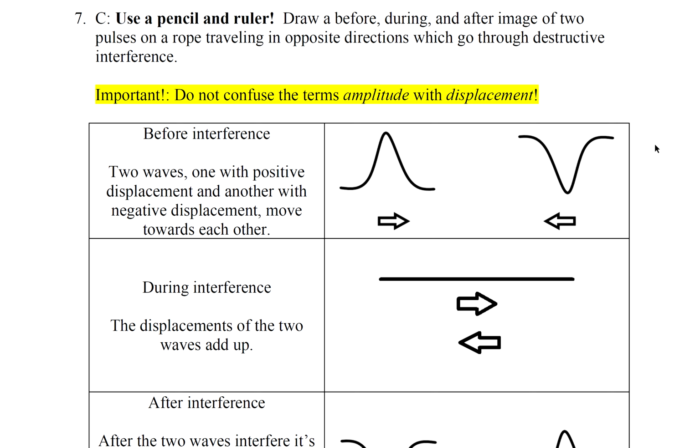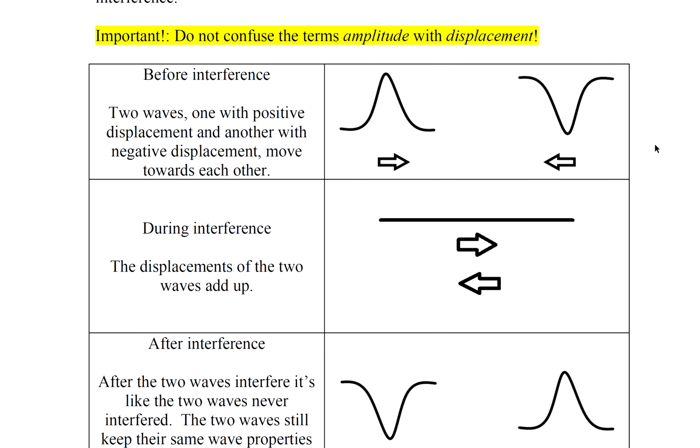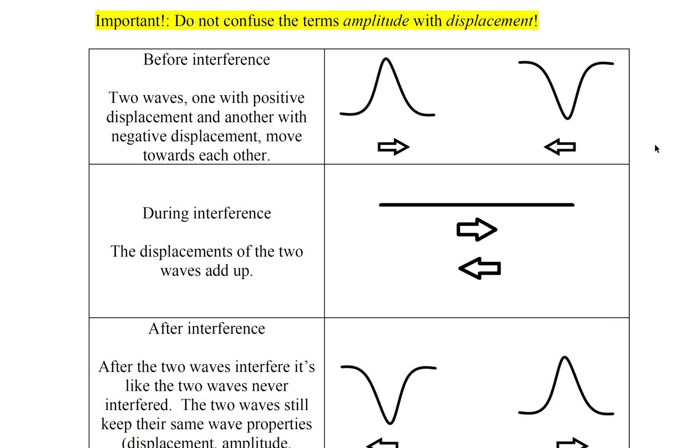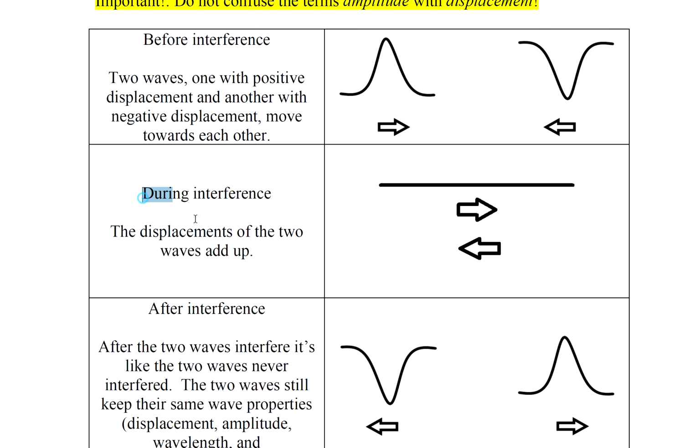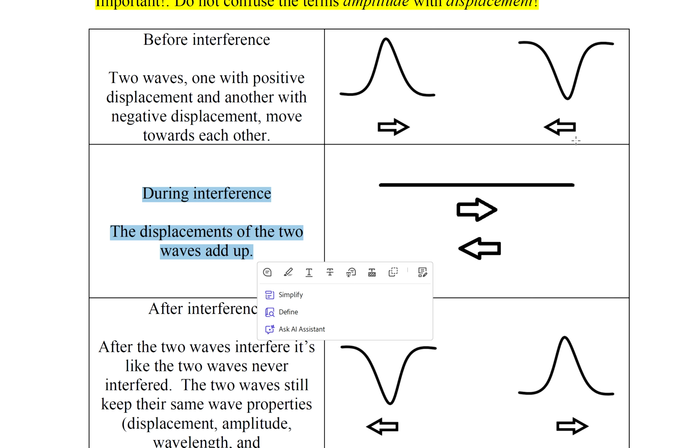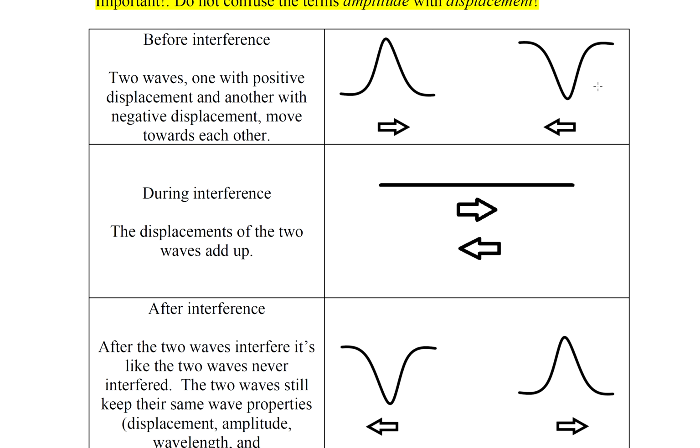Question 7. Draw a before, during, and after image of 2 pulses on a rope traveling in opposite directions which go through destructive interference. Okay. So before, you have 2 waves traveling in opposite directions, like they're coming towards each other. One has positive displacement, one has negative displacement. During interference, the displacement of the 2 waves add up. So you have positive displacement plus negative displacement, same magnitude, opposite directions, they cancel. So you get 0 displacement.